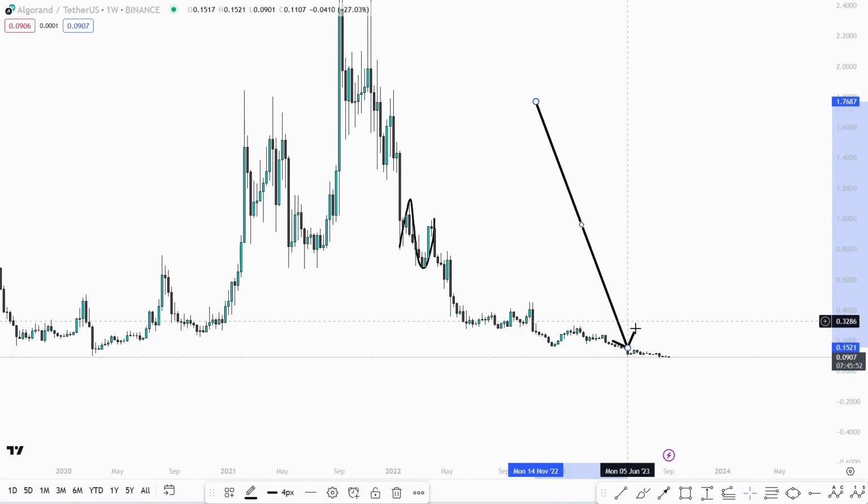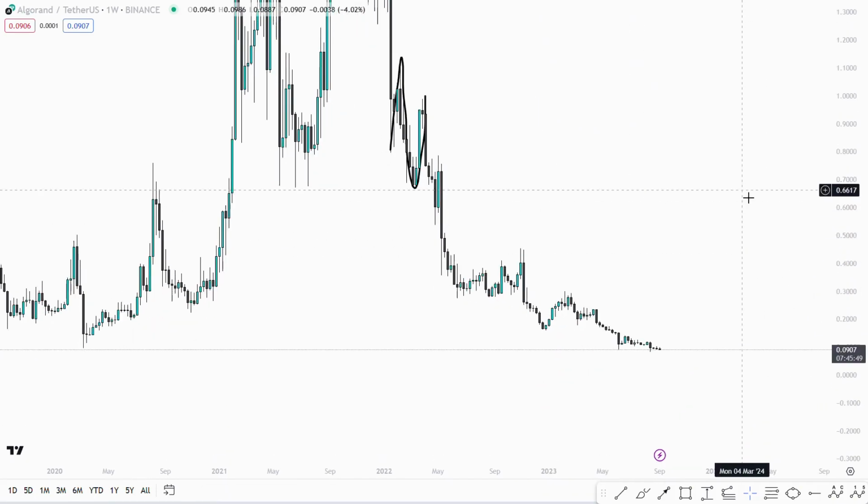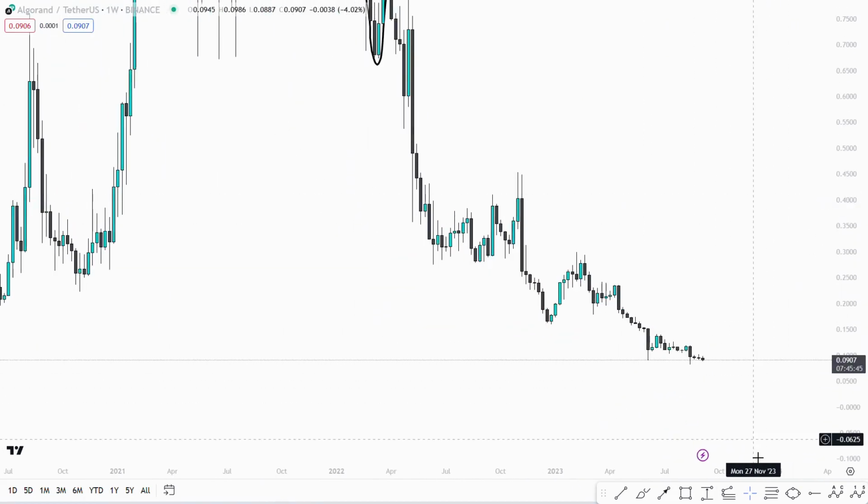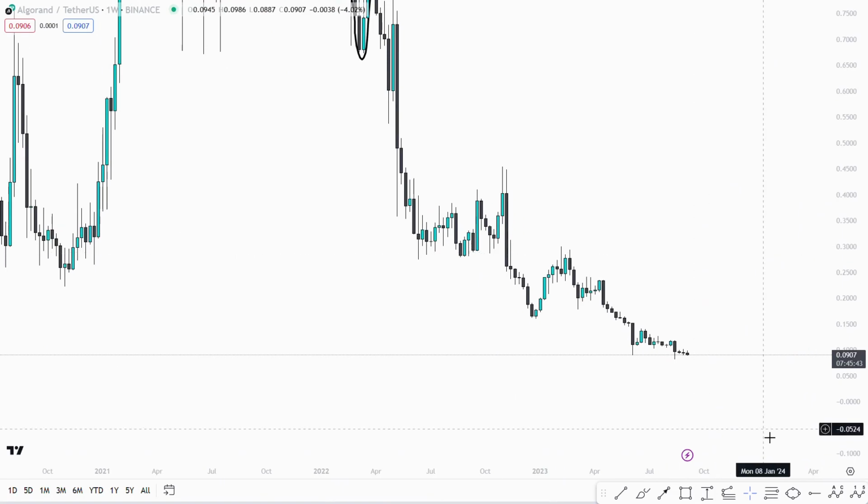So what I want to do is just focus in now a bit more on the lower time frame to see what we can analyze and how we can potentially get some confluence with that 5 cents level.